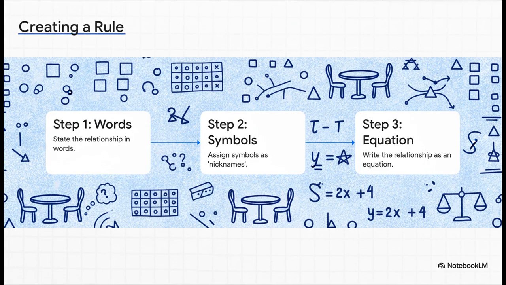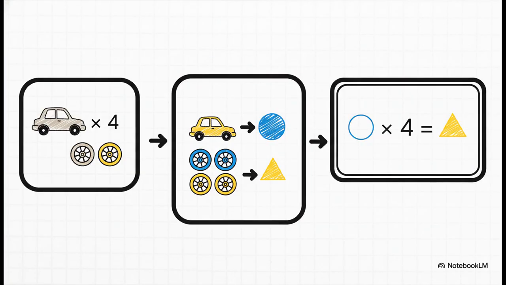Now, turning that pattern into an actual math equation might sound complicated, but I promise it's not. It's really just 3 easy steps. First, you just say the rule out loud, in words. Second, you give your items little nicknames, symbols. And third, you just write it out as an equation. That's the whole process. Let's do it right now with our car example.